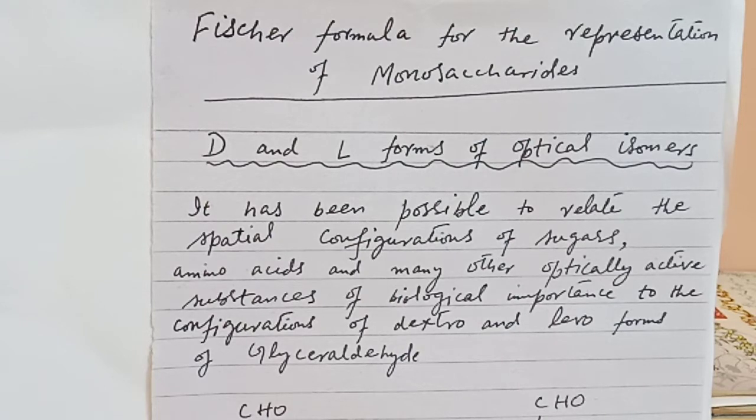And if the plane polarized light is rotated by the optical isomeric form of the sugar solution in an anticlockwise direction, this is called the small l, levorotatory form. This is a major difference. So capital D and capital L forms of optical isomers, remember this difference in your mind. It has been possible to relate the spatial configurations of sugars, amino acids and many other optically active substances of biological importance to the configuration of the dextro and levo forms of glyceraldehyde.